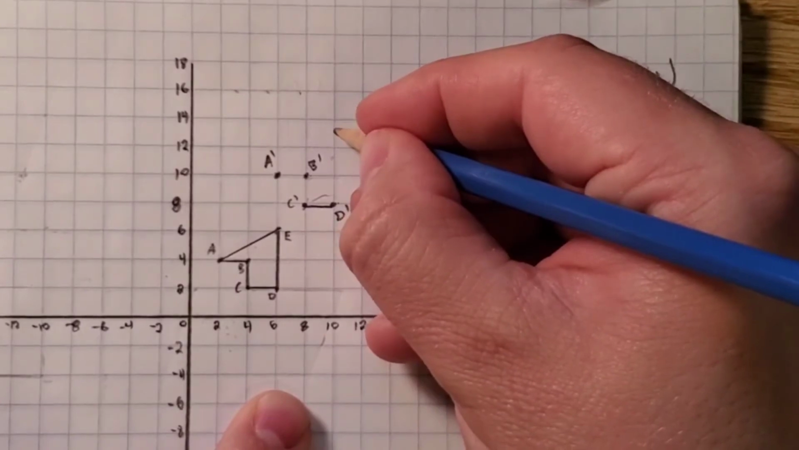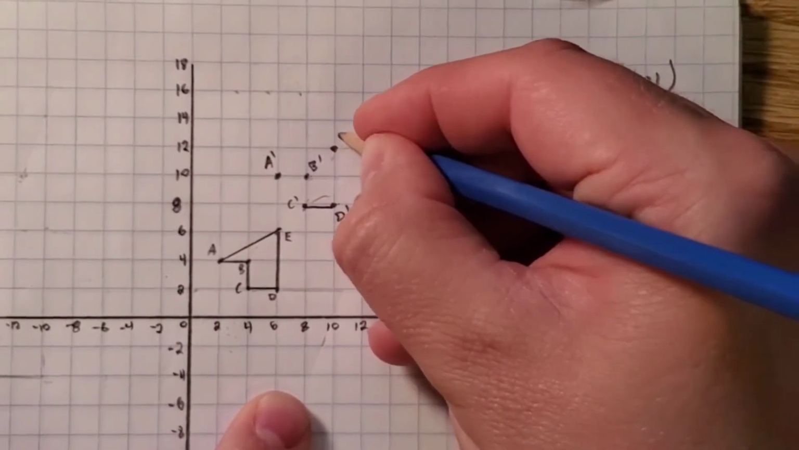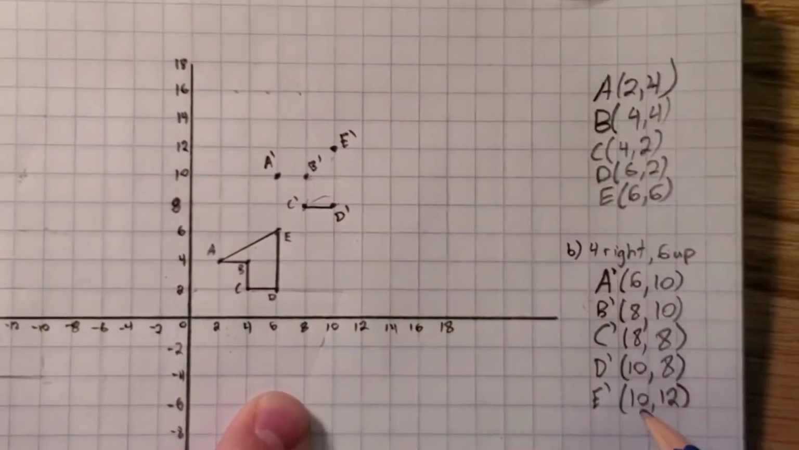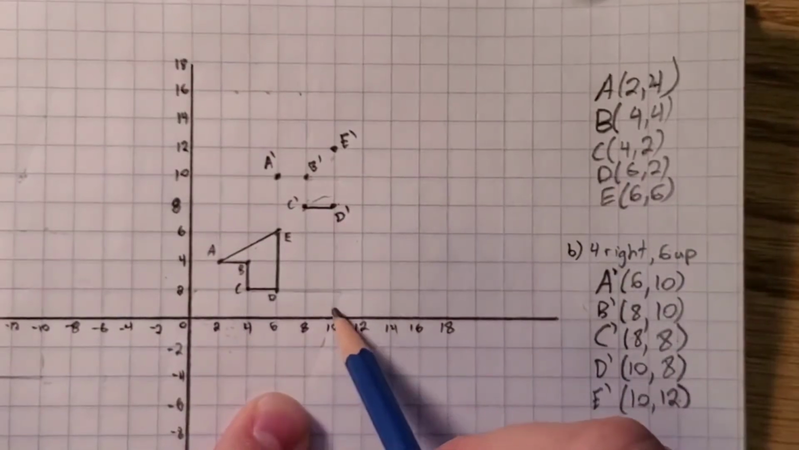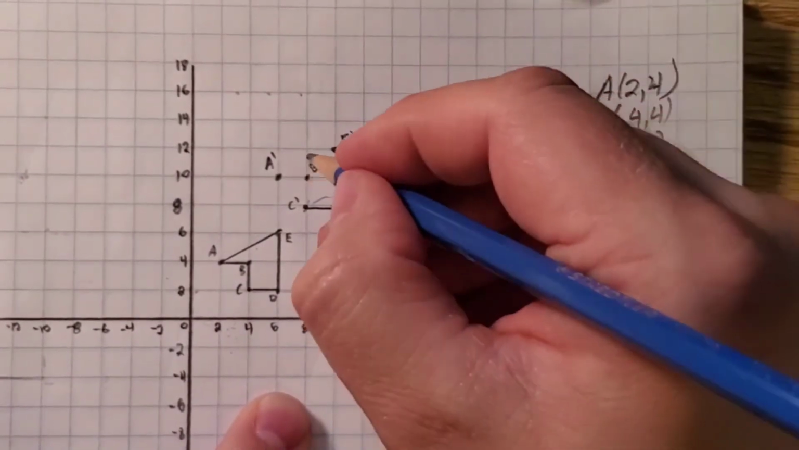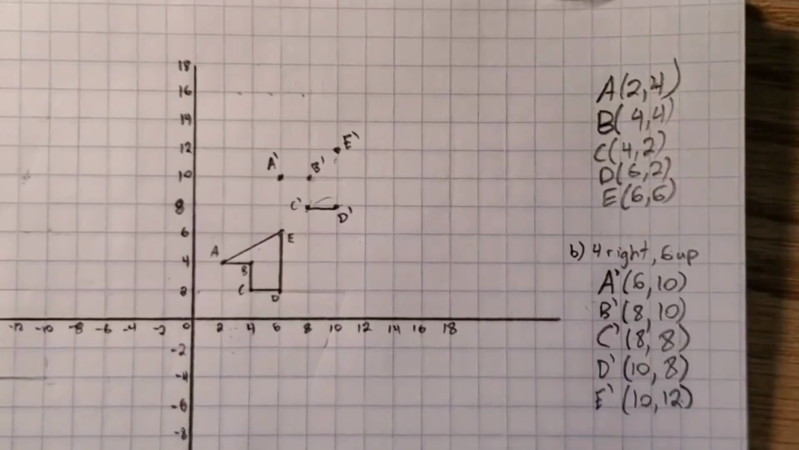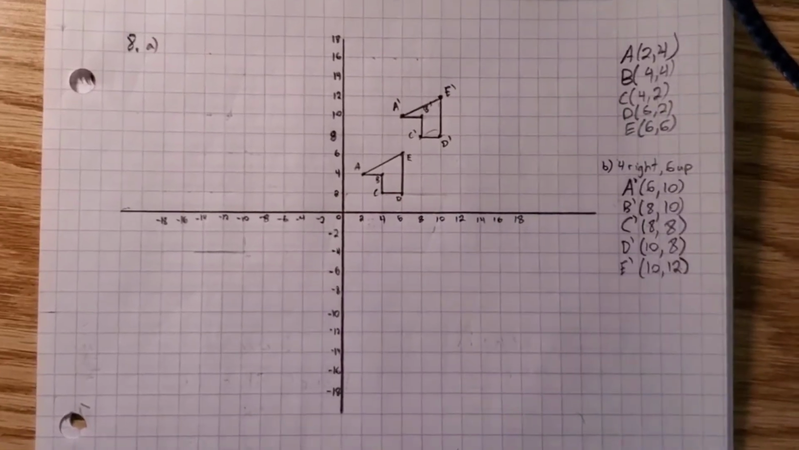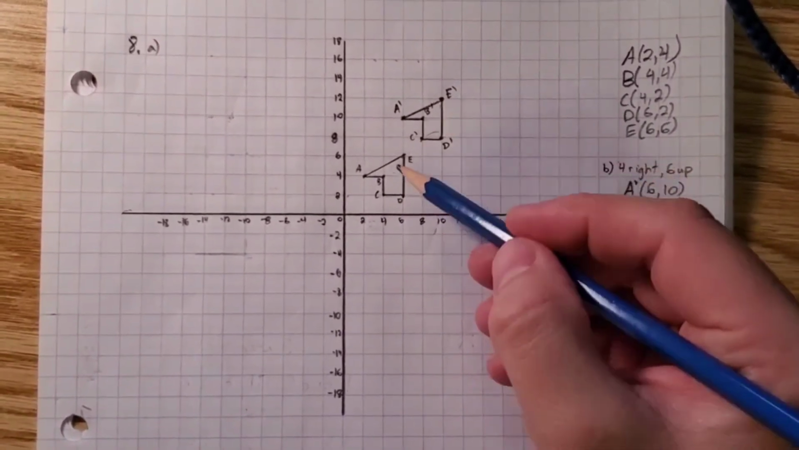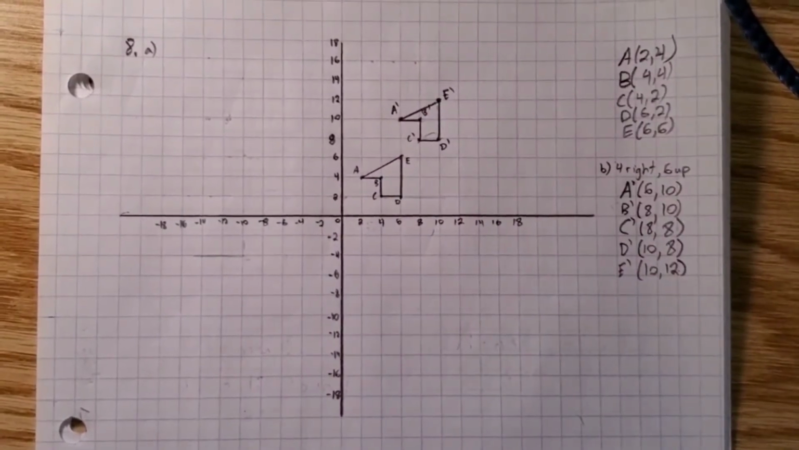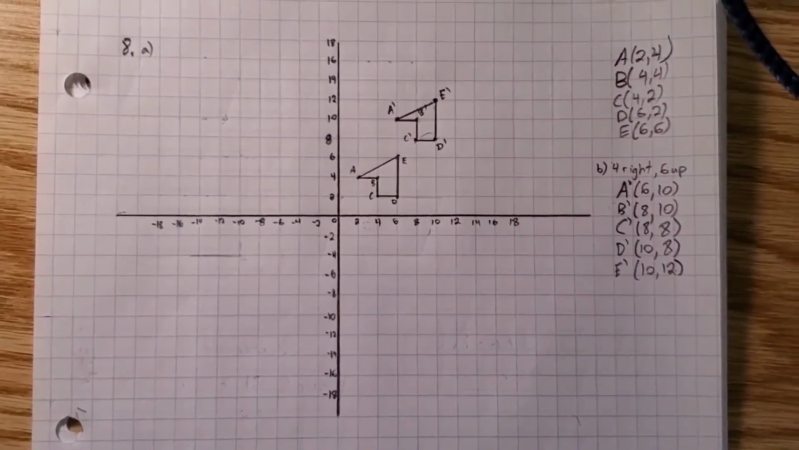And E prime is right here. E prime is 10, 12. So if we go over 10 and up 12, yep. And then we just connect it with a ruler. All right, there we go. We have a shape. It's the same shape. It's just moved. It's translated, which is what we were instructed to do.